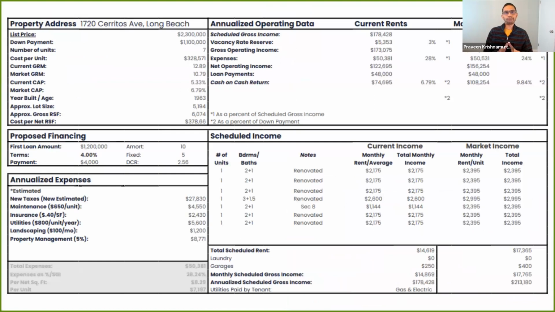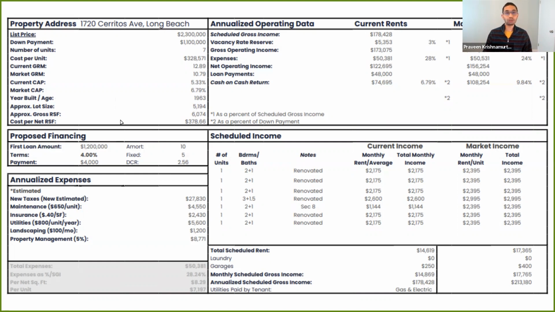And each broker for a seller puts out a financial analysis like this, what you're seeing on the screen. This might look intimidating, but it's trying to capture all the financial data about the property. On the top left, you have some basic data about the property, like what is the cost per unit, when was it built, and so on, the purchase price. And they're proposing a down payment of 1.1 million. You don't have to stick to this, but they're proposing that if you put down 1.1 million and take 1.2 million in loan, this is what the financial picture would look like.